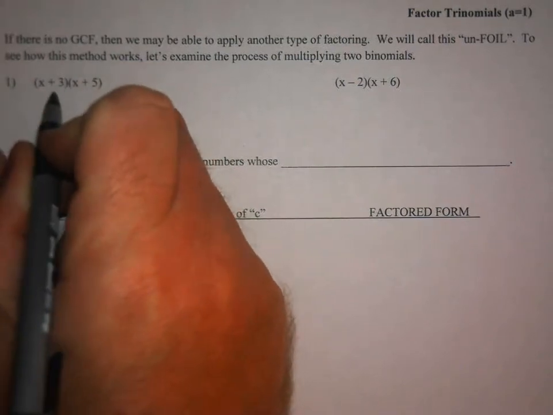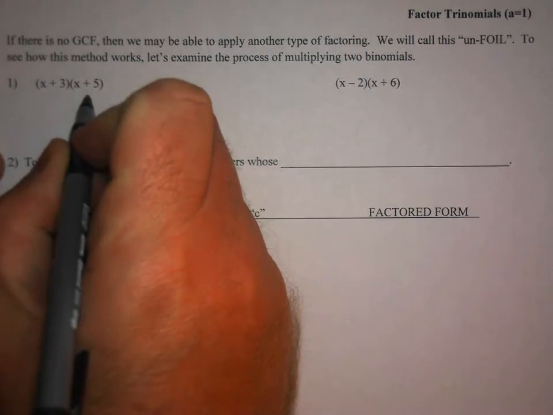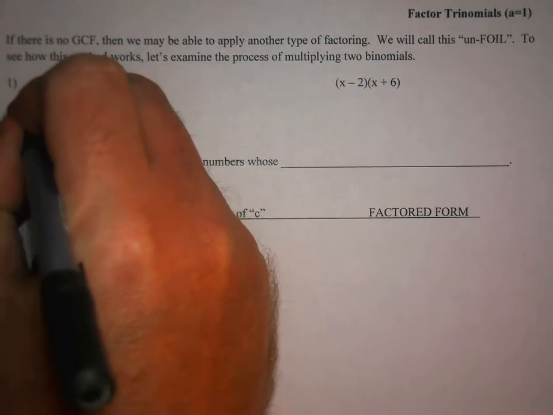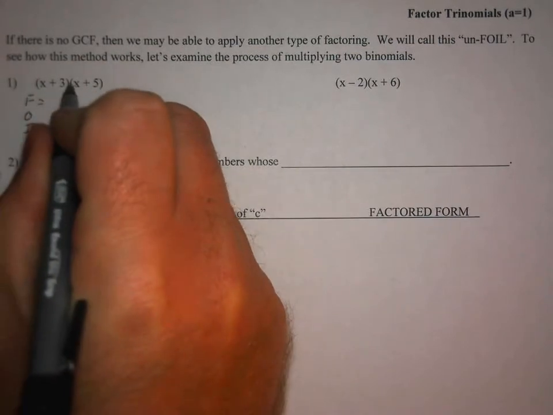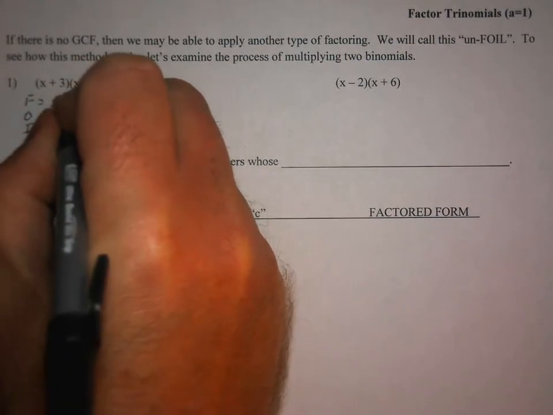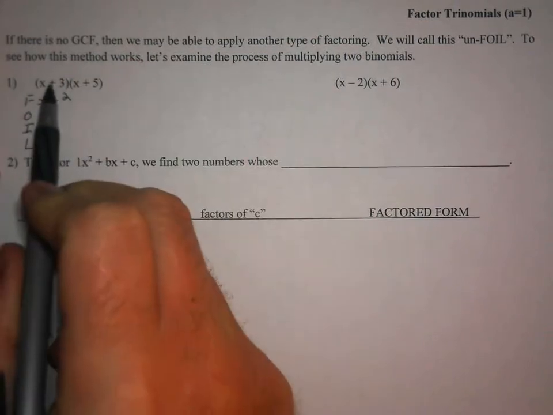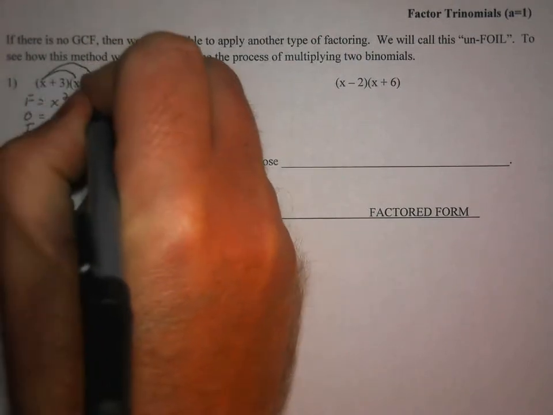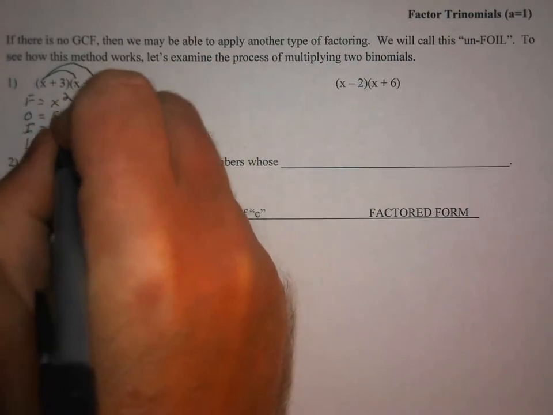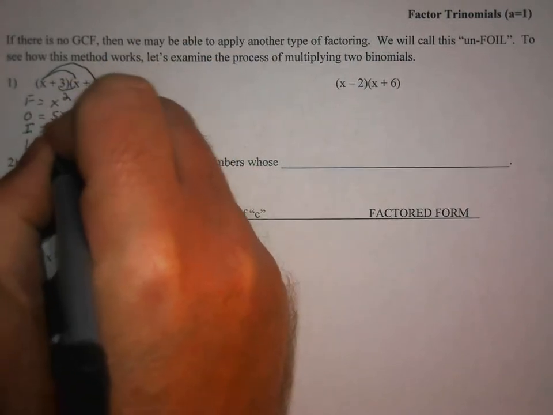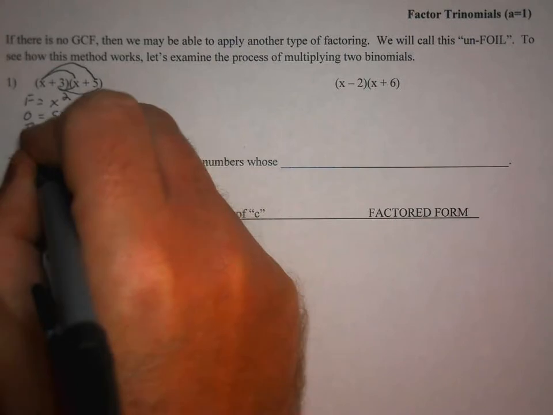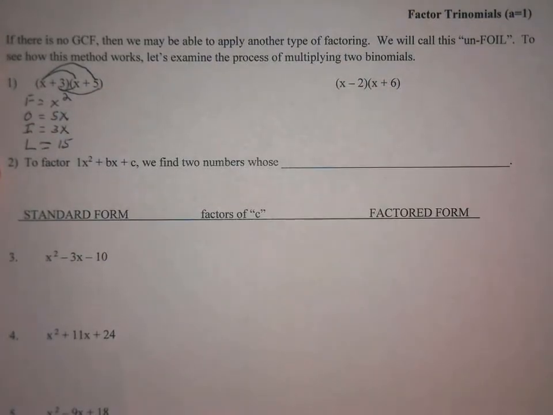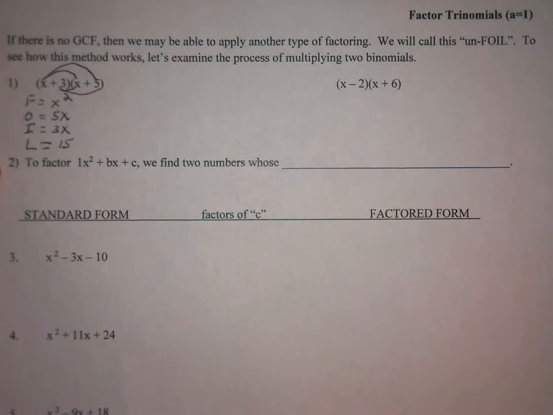So if we were asked to multiply x plus 3 times the quantity x plus 5, if you FOIL, first, outside, inside, last, we know the first term, x times x, gives us x squared. The outer and inner terms: x times 5 is 5x, and then 3 times x is 3x. And then the last term, 3 times 5, is positive 15. So those are the four terms we end up with if you FOIL x plus 3 times x plus 5.